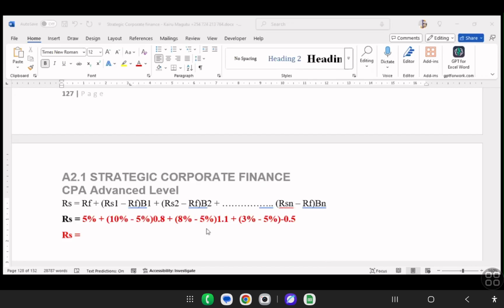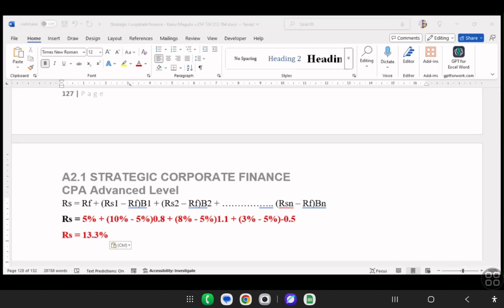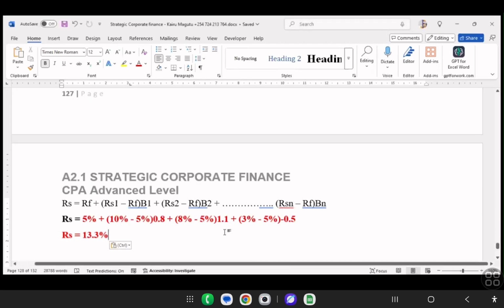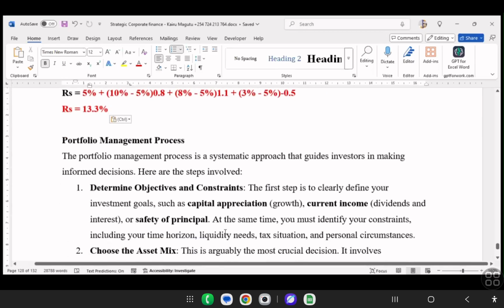This is giving me how much? 13.3. 13.3. That is what I see from your end. And if that is it, that is what we call the APT and capital asset pricing model. I've tried to explain it the right way it should be, and I want us to wind up this topic.